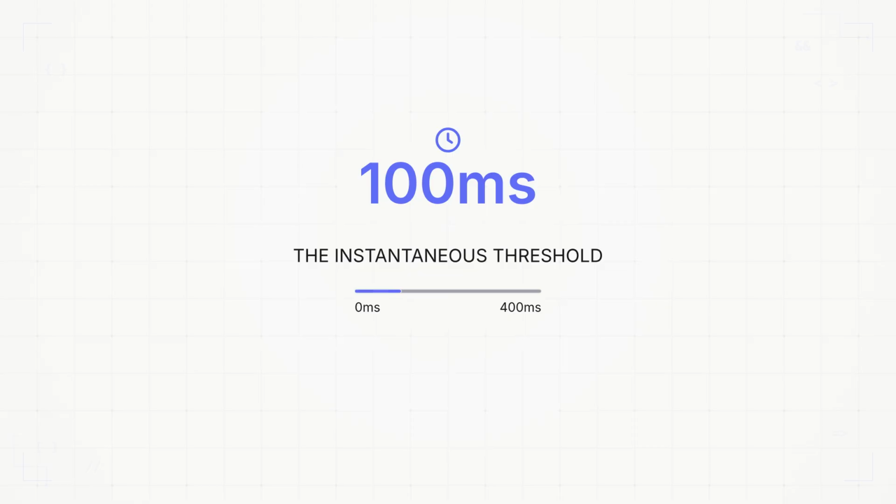Today, we're diving into the 100 milliseconds rule, why it exists, how we break it, and the engineering tricks used by the world's fastest apps to hide the latency that's unavoidable in modern distributed systems.